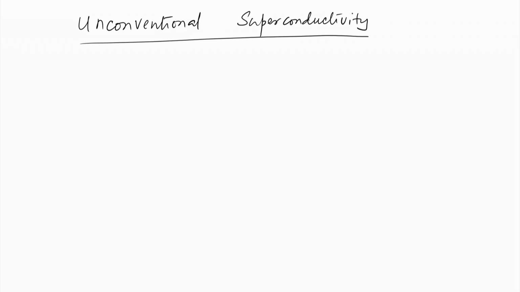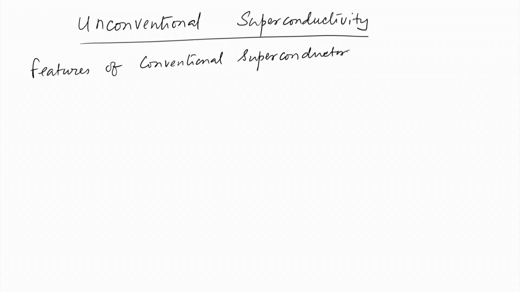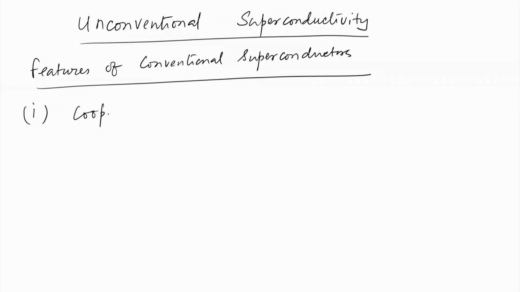But in order to do that, let us look at some of the features of the conventional superconductors, which differ from the unconventional superconductors, and we will see how they differ and how much they differ by. So, the features are that the Cooper pairs form with opposite spins and momentum.